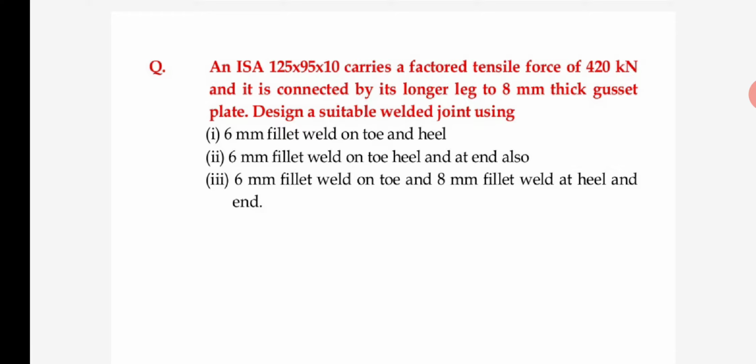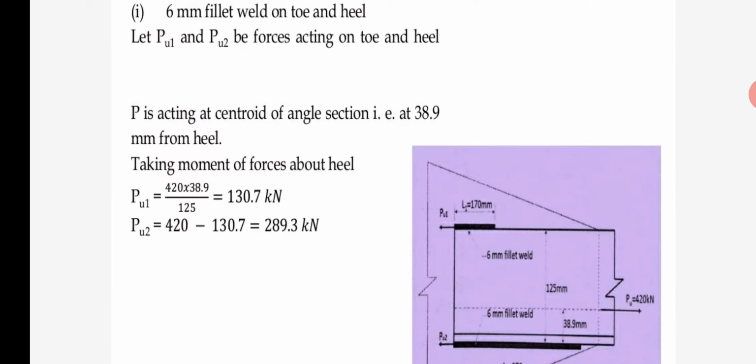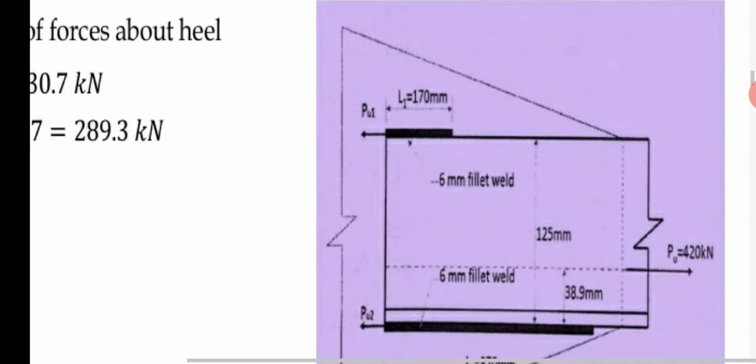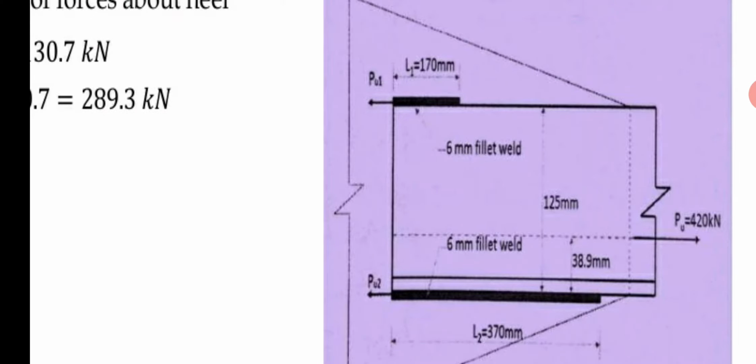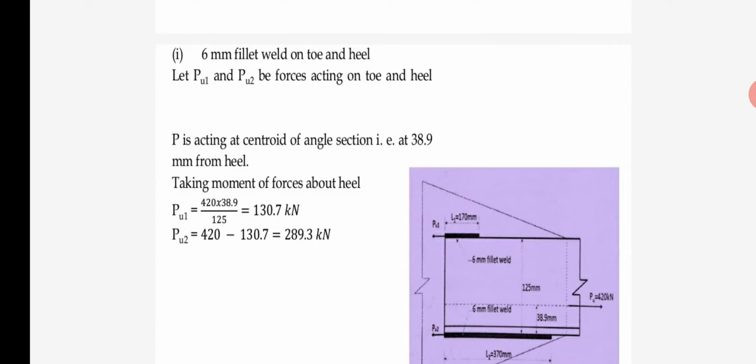As per the data given, it is a combination of three different examples, but I'll cover them in this one example so we can identify these three different conditions. First of all, you can see the figure. We can see the type of plate given and we transfer the tensile force of 420 kilonewton. In the first condition, 6 mm fillet weld on toe and heel.